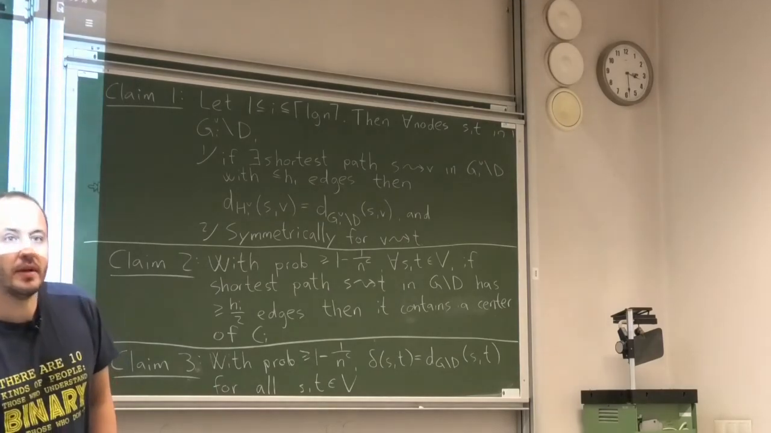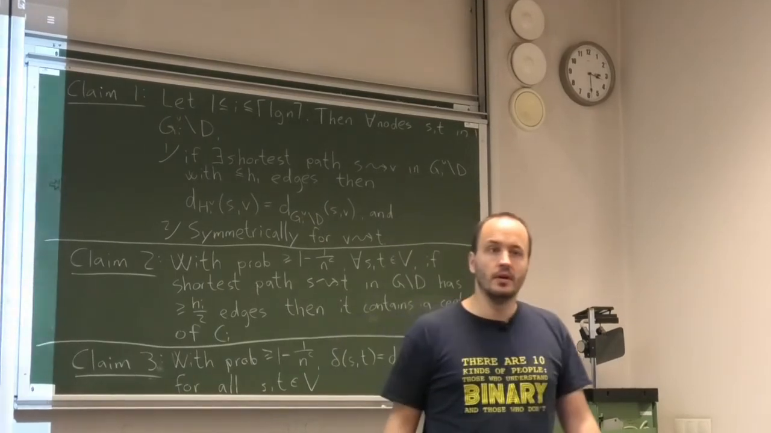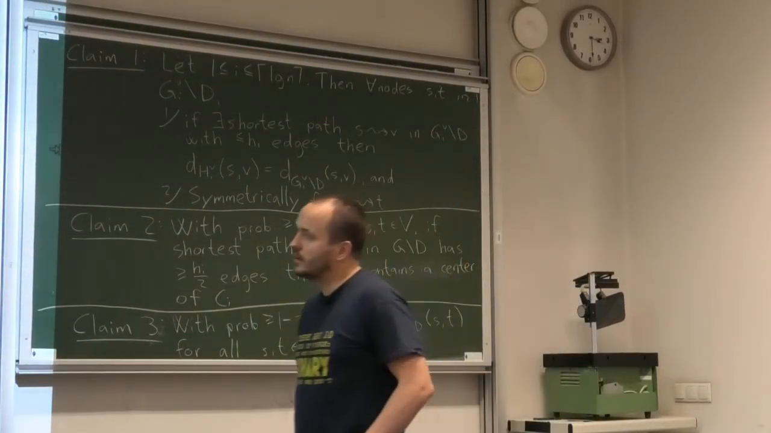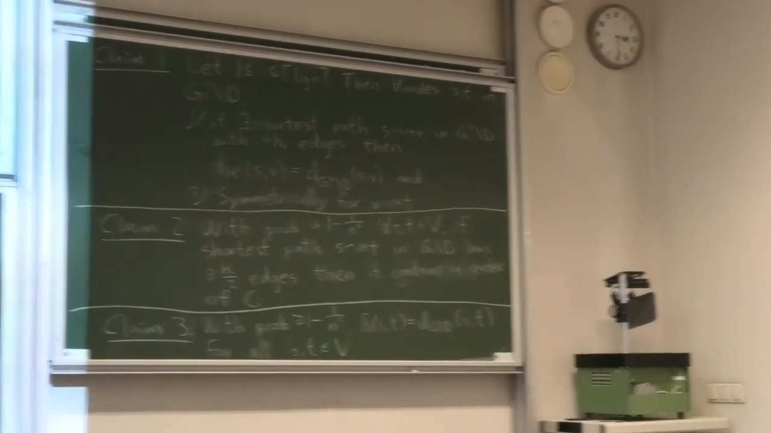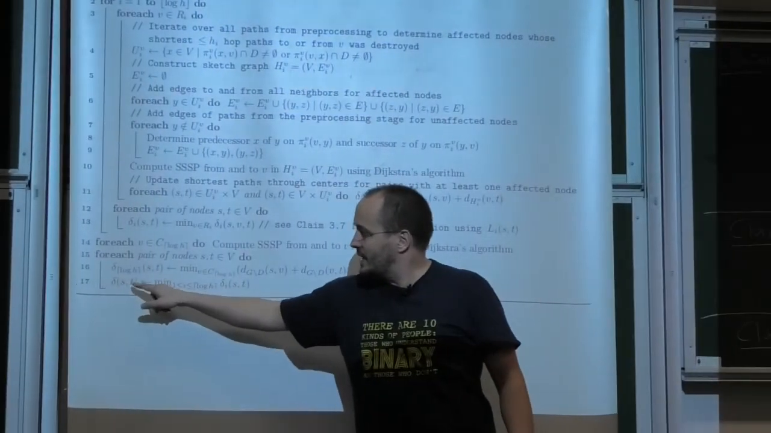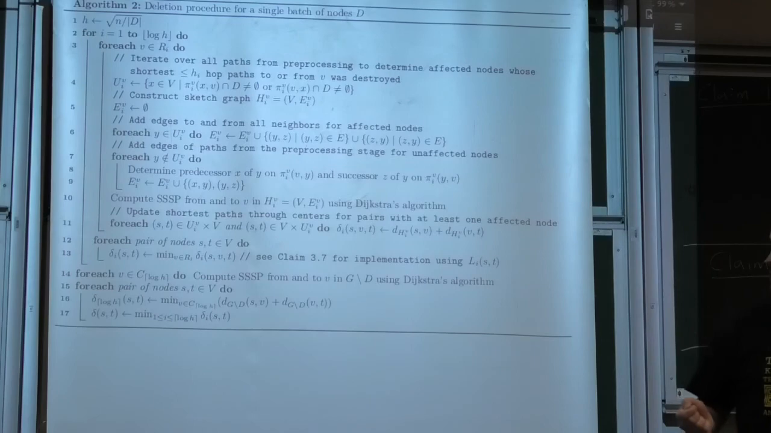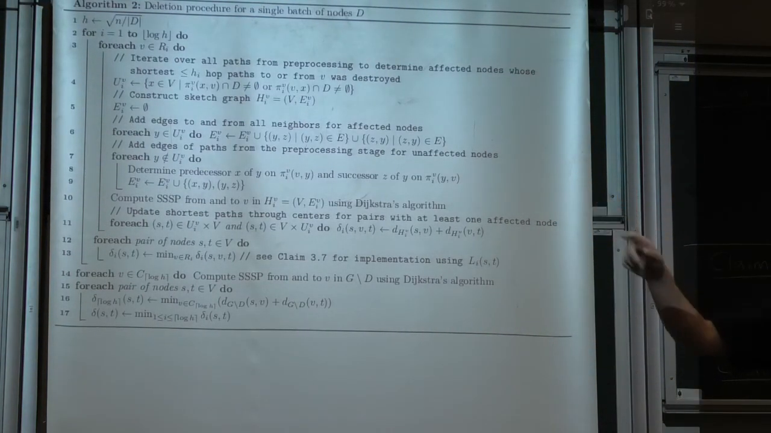So before the coffee break, I want to go through the correctness proof. And then after the coffee break, we will analyze the running time. So what do we want to show for correctness? We want to show that these values down here, delta S, T, are actually the shortest path distances in G minus the set of deleted vertices D, right? That's the correctness proof to show.